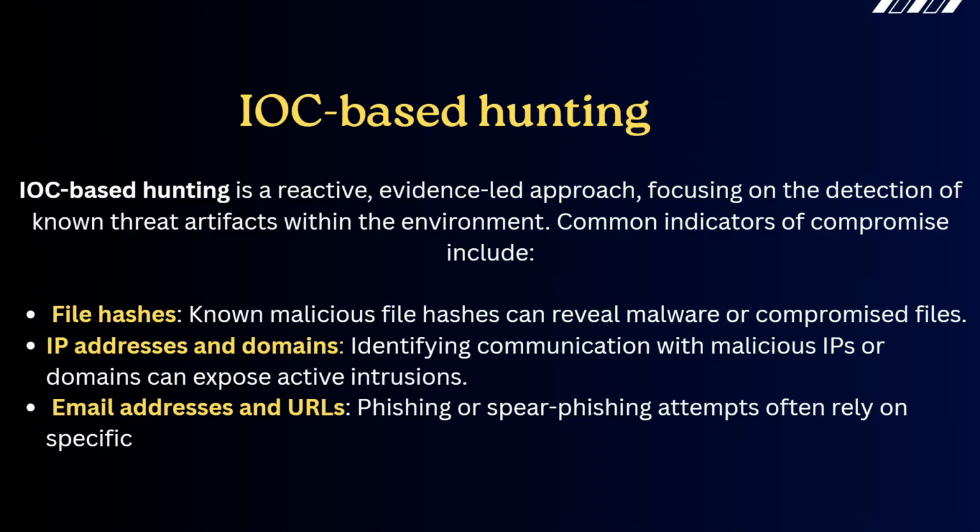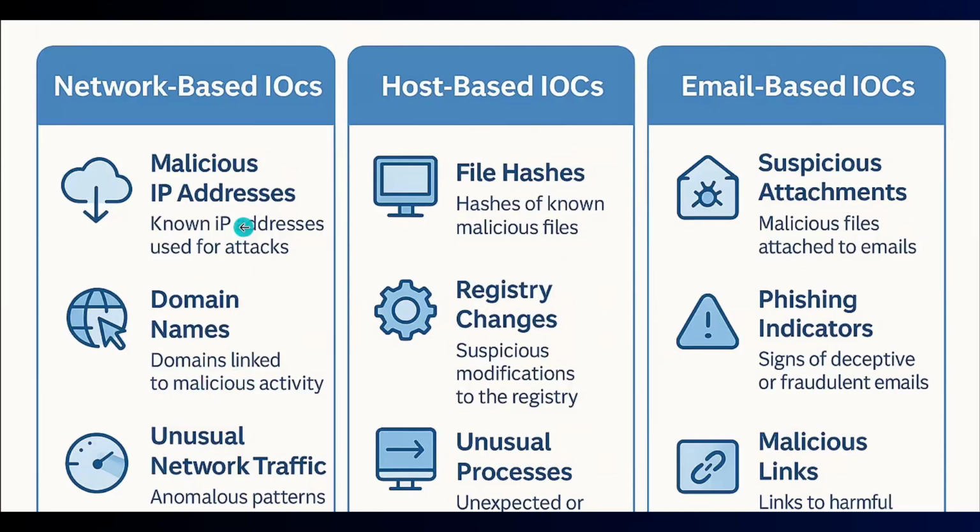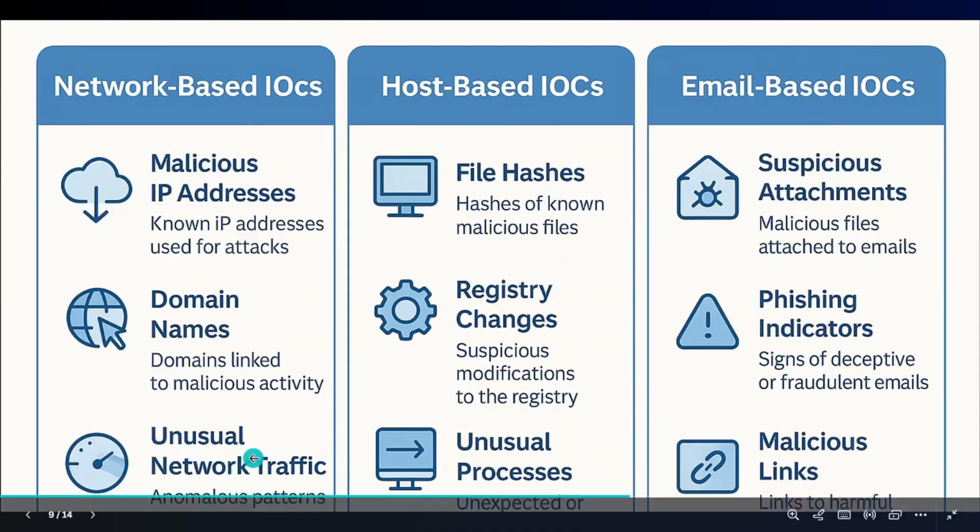So IOC is actually an indicator of compromise, right? So what is included in IOC-based hunting? You have file hashes of malicious files used in previous incidents, IP addresses, domains, email addresses, and URLs. And these are all used by attackers actually. So for example, you can have a simple picture showing network-based IOCs: IP addresses, domains, unusual traffic patterns.